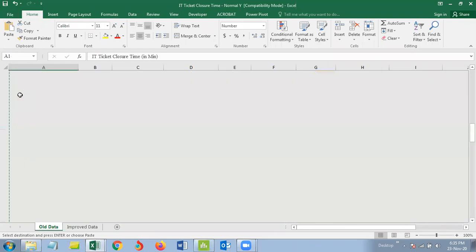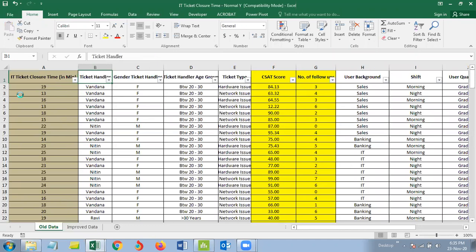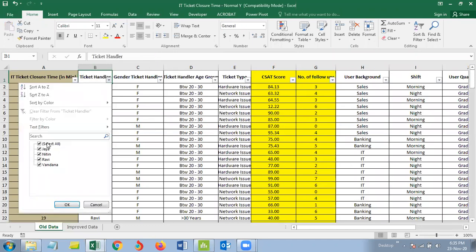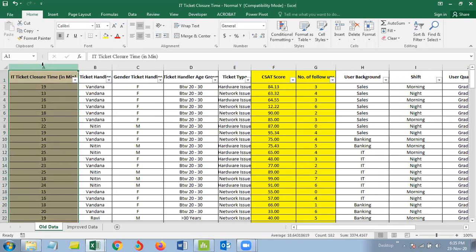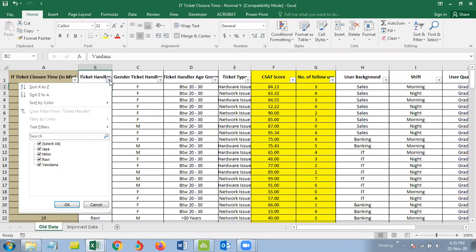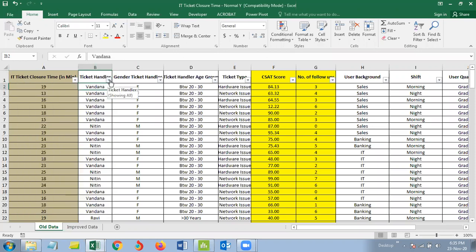Like in this case also, we have this data, ticket handler. I wanted to understand whether ticket handler is a root cause or not, whether ticket handlers will impact your ticket closure time or not. So I will be using ANOVA for this because there are more than two groups here. There's data for Jaya, Nitin, Ravi, and Vandana, so two plus groups. And my data Y is random because we already checked the run chart. What if this data would have been non-random? Then instead of ANOVA, we would have used the Kruskal-Wallis test.